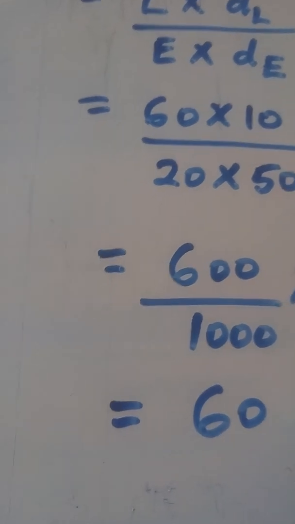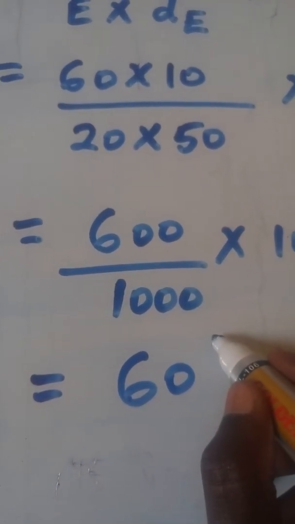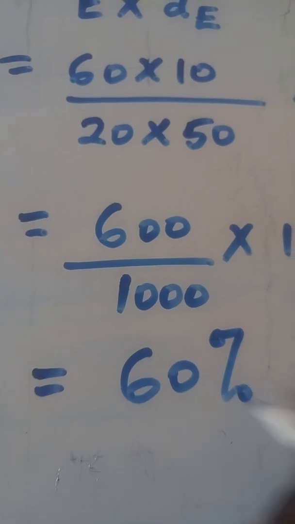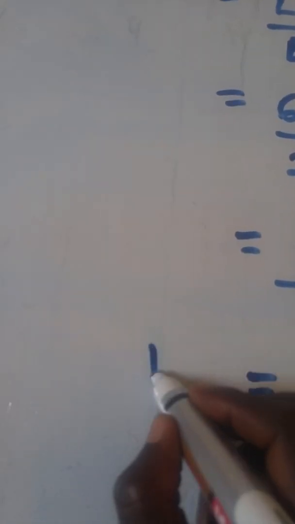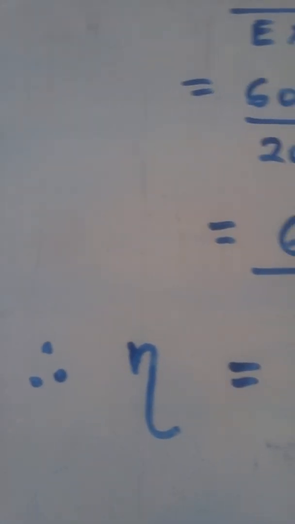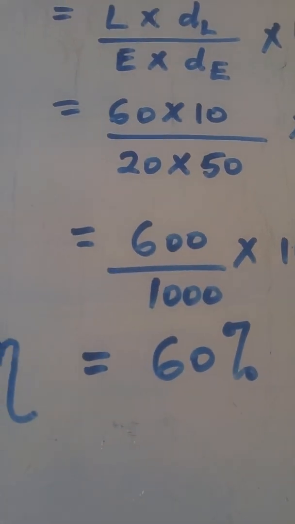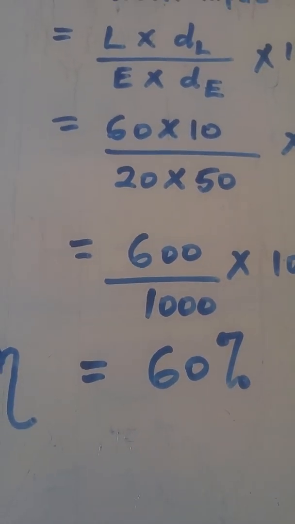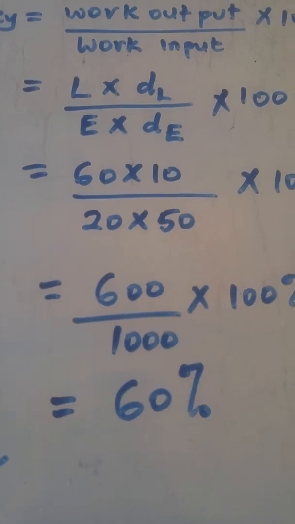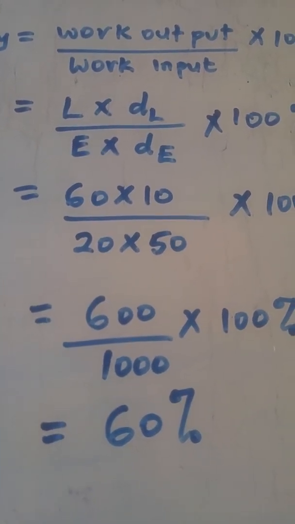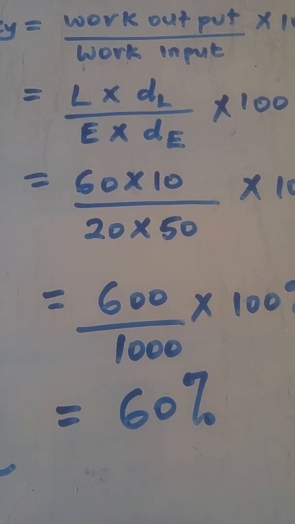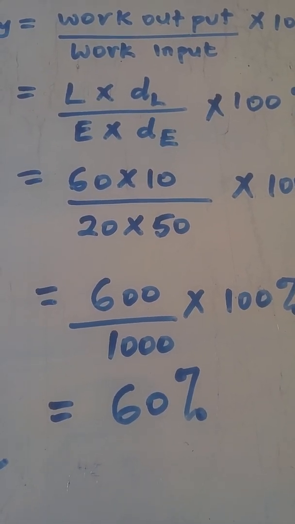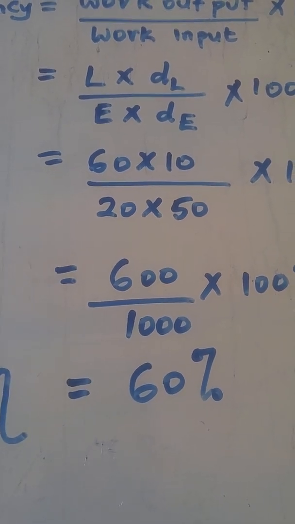Remember, this is efficiency. The unit for efficiency is percent, not percentage, percent. So our efficiency, which has a symbol, therefore our efficiency will be 60%. That is one way of calculating that, using work output and work input. But we could also use the other way, mechanical advantage and velocity ratio. Let us see how it works.